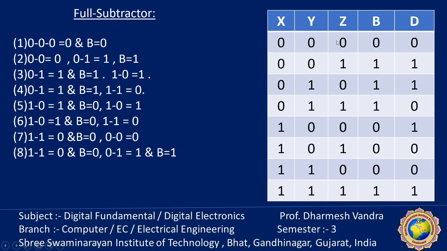Here 0 0 0, difference is 0, borrow is 0. 0 0 1, 0 0 and 1. Yes, this one. So the result difference is 1, borrow is 1. 0 1 0, the final difference is 1 and borrow is also required.